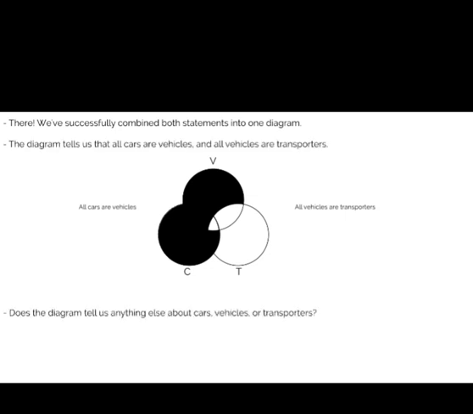But we can look at this now and see if it's telling us anything else. Now that you know the rules for what universal affirmatives look like, universal negatives, particular affirmative, negative, etc., does this say anything else? We've had statements about cars being vehicles and vehicles being transporters. Does it say anything about cars and transporters?